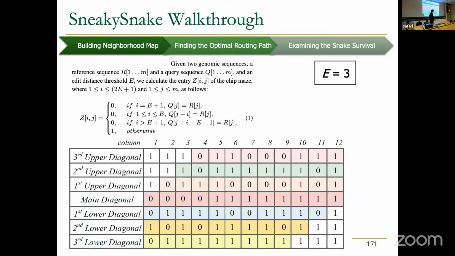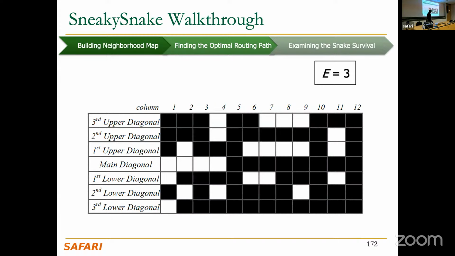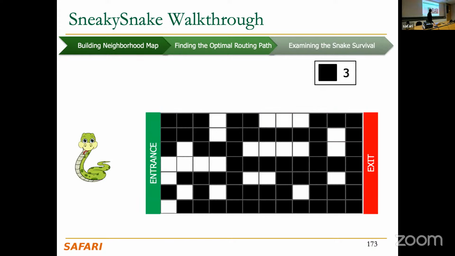This is what Sneaky Snake is exploiting. In a sense it's similar to Gatekeeper: it's generating the diagonals and antidiagonals between a pair of sequences. The ones are telling you there's a match when, for example, you shift the entire sequence one time right, and the second upper diagonal is telling you there's a match when you shift it two times right, and so on. But essentially, you consider them as free spaces and blocked spaces, or obstacles, in your chip. So you start your snake from the entrance, and you start moving from any available space, and you do this in an extremely parallel way.